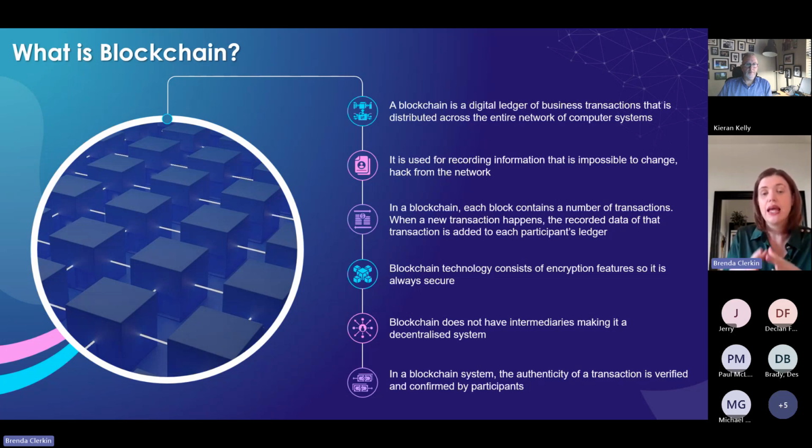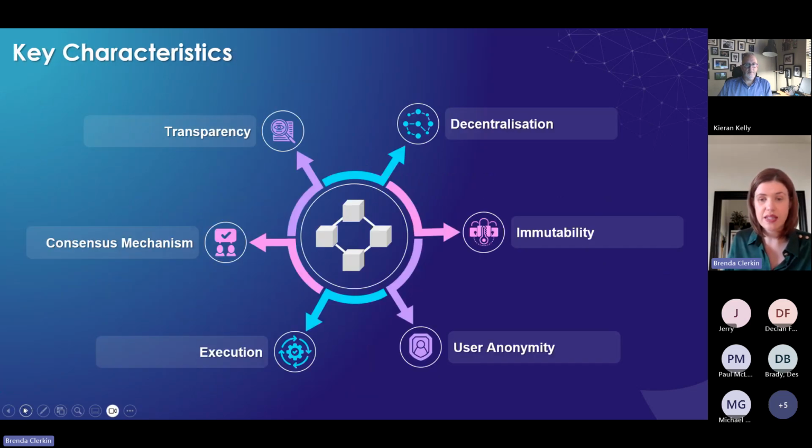So anyone who is on that blockchain has the same information as the rest of the people on the blockchain. So there is no one central authority holding all of that information anymore. And in a blockchain system, the authenticity of a transaction is verified and confirmed by its participants. And that is what I refer to as the consensus mechanism, which I'll talk to on this slide here.